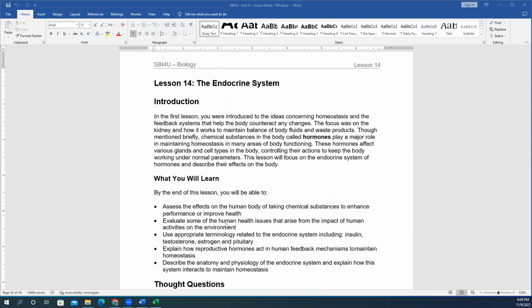products. We just touched on hormones and how they play a major role in maintaining homeostasis in different areas of the body. And so today we are going to focus on the endocrine system of hormones and describe the effect that they have on various glands and cell types in the body, and how they keep the body under normal working conditions.